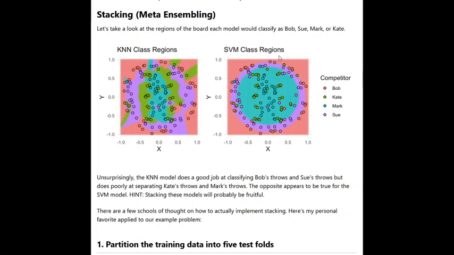And in the SVM class regions, we can also see the same scenario here with the different colors for the 4 different competitors, where Mark with the blue dots is in the middle the most, with Bob's pink on the outside the most, and Sue also on the outside the most, and Kate with the green is distributed inside and outside.